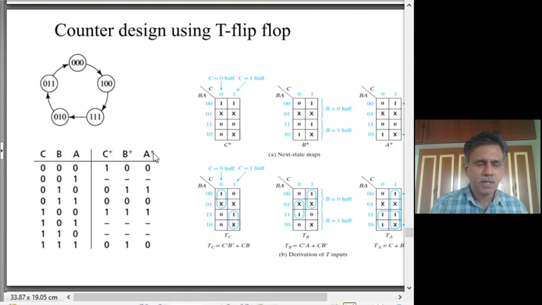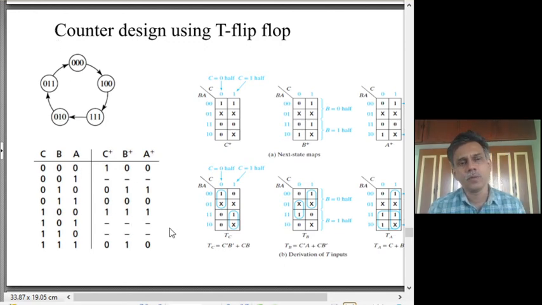Next, the same state graph and therefore the same state table. A, B, C are the 3 bits of the state. A plus, B plus, C plus are the next state. So from 0 you go to 1, 0, 0, and so on. The same state graph which you have already seen.